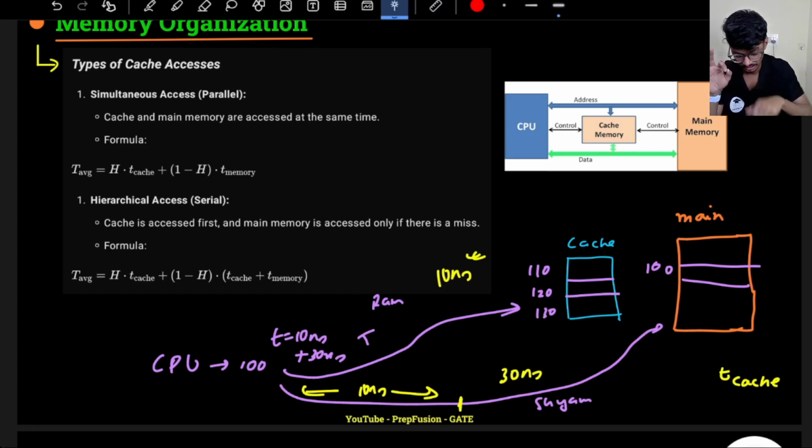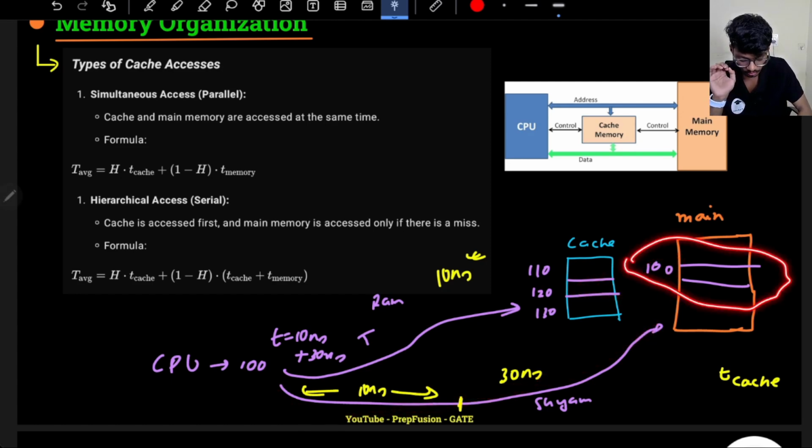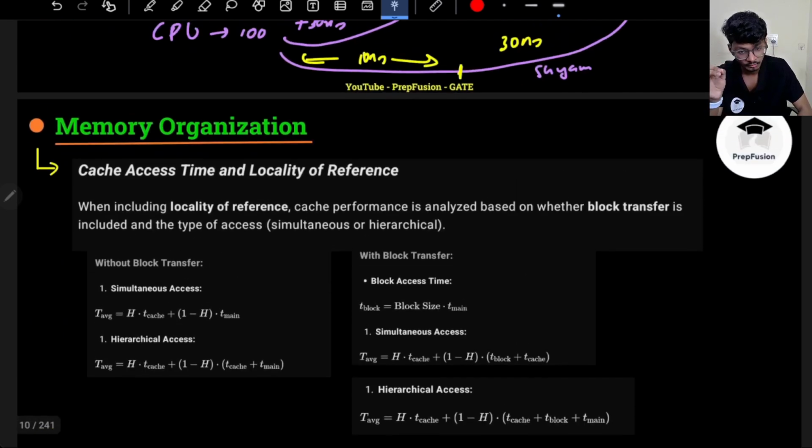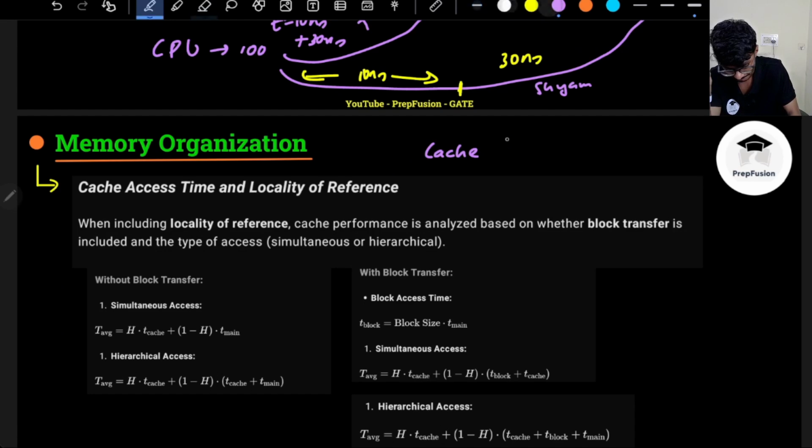So same is here as well. If Sham is traveling to the main memory, Sham will not just bring the 100 address, because I have to store it in the cache memory. Sham will bring the locality of reference. So in technical terms, in cache memory, Sham will bring blocks of data. So we will bring blocks. In cache memory, blocks of data are transferred.